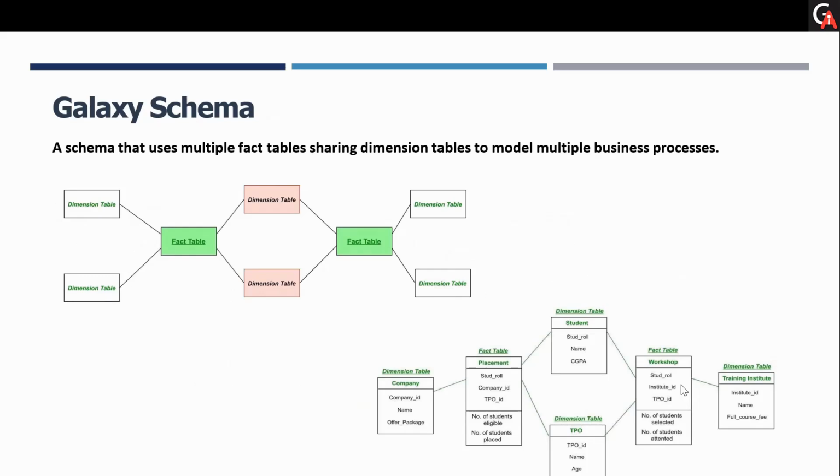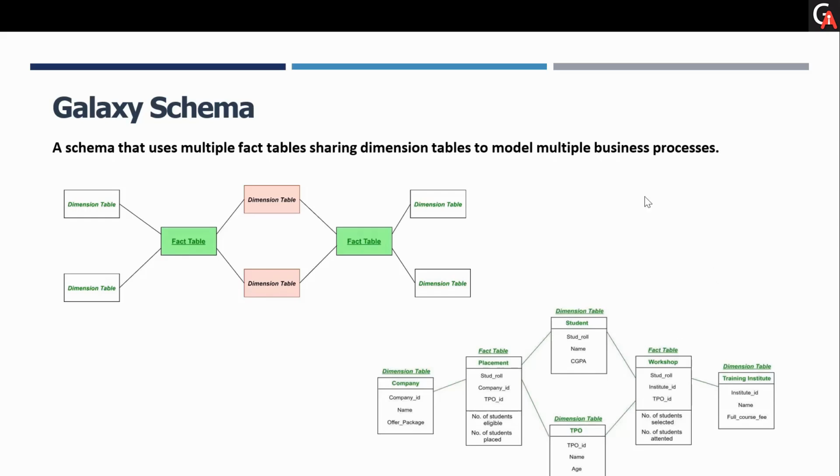A galaxy schema is a schema where multiple fact tables are involved, and these multiple fact tables share some common dimension tables. This galaxy schema is also called a fact constellation schema. It is best for large enterprise systems which have multiple business processes that share common dimensions.